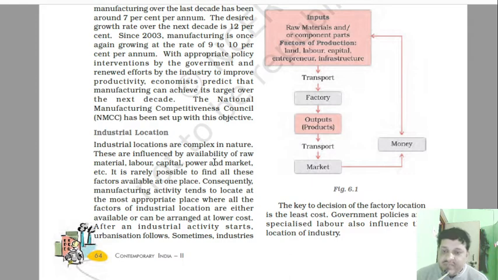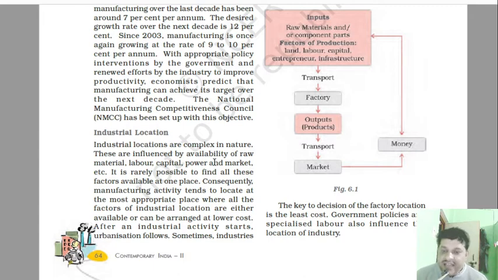Consequently, manufacturing activity tends to locate at the most appropriate place where all the factors of industrial location are either available or can be arranged at lower cost. So the factors are needed, but it may be that they are not present there, but somehow arrangements need to be made to make all those factors available at one place, but it should be at lower cost.